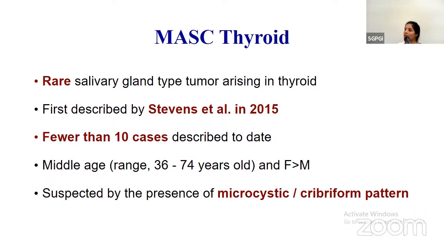And this tumor should always be suspected whenever there is a presence of microcystic and cribriform pattern, especially when the nuclear features are not entirely that of PTC, meaning a lot of nuclear clearing is not there, and conspicuous nucleoli with some cytoplasmic vacuolization or vacuolated cytoplasm is seen.